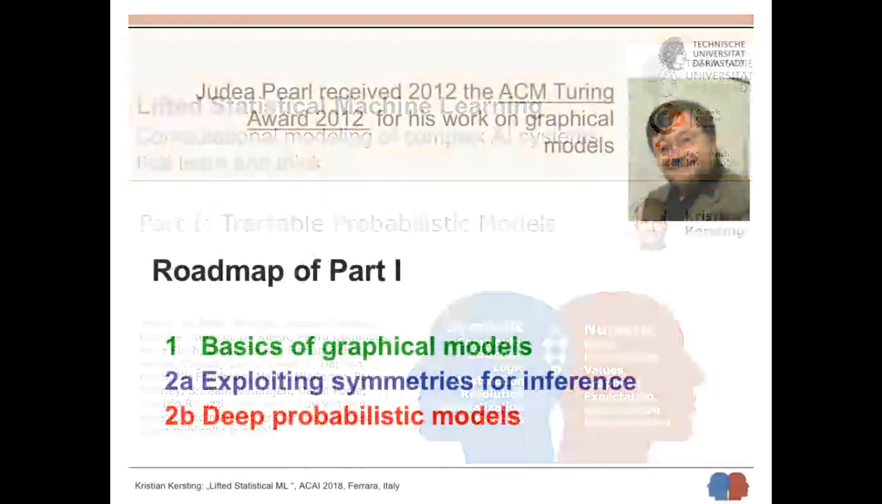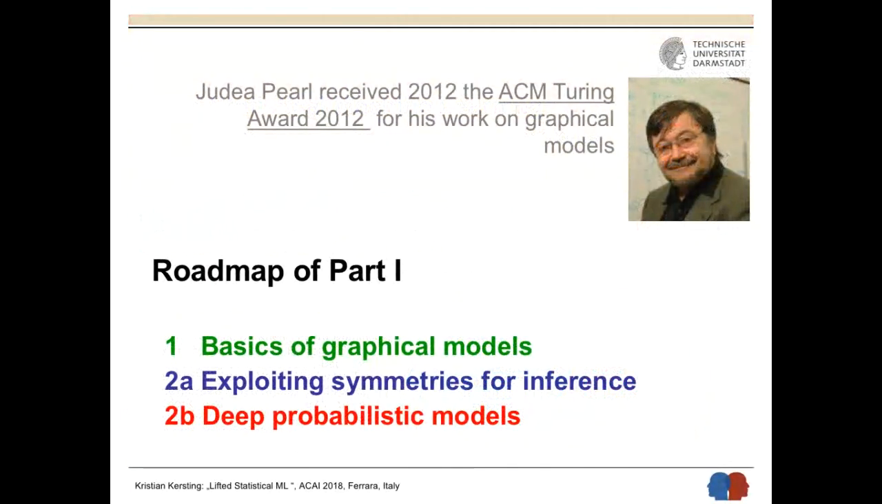Kill me. Okay, so first part, as said, it's about graphical models, and we will essentially just touch on the very basic part of graphical models, and then I will show you how to make use of symmetries, and this is the part that is getting maybe the closest to statistical machine learning. And then afterwards, I will show you that all the hype about deep learning can also be carried over, I think at least, I convince you of that, to probabilistic models as well.